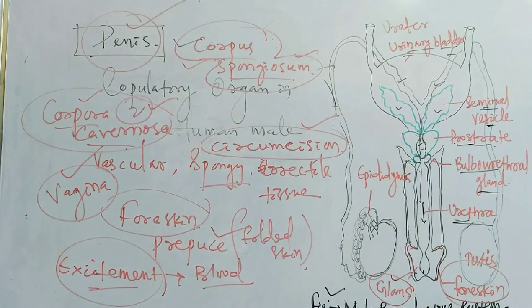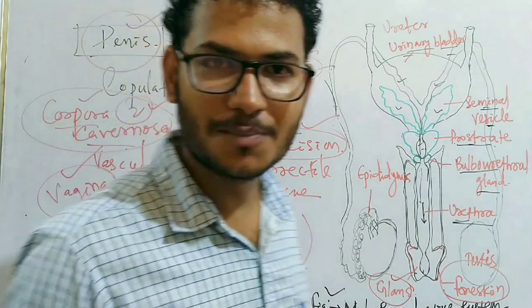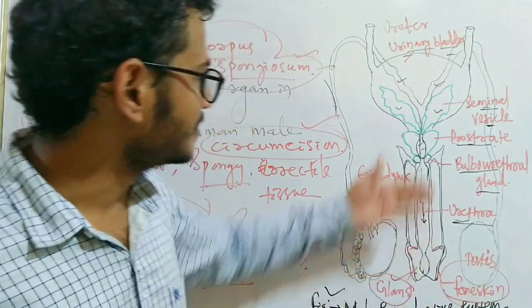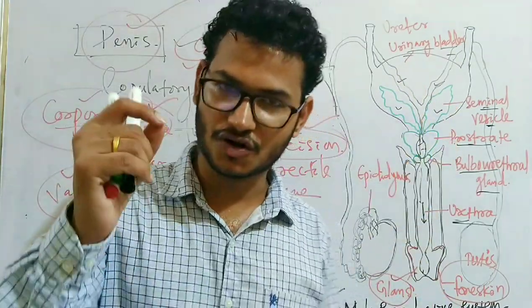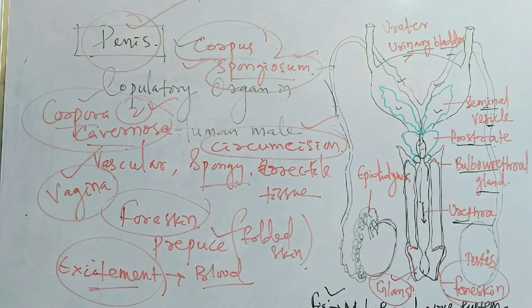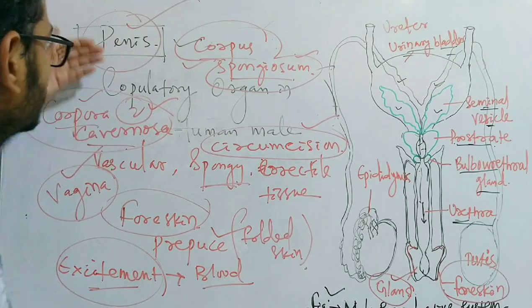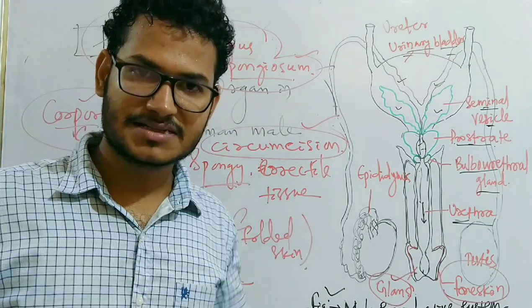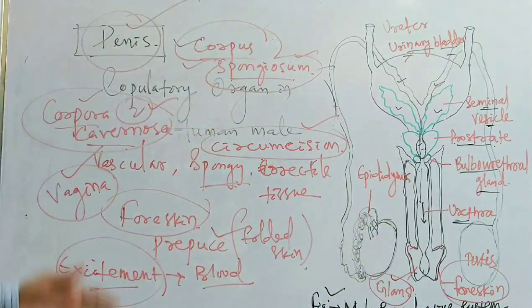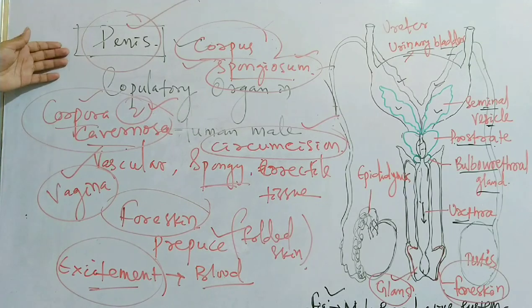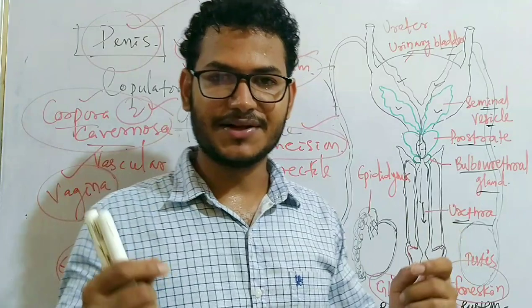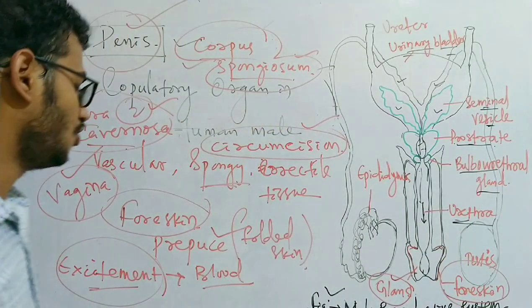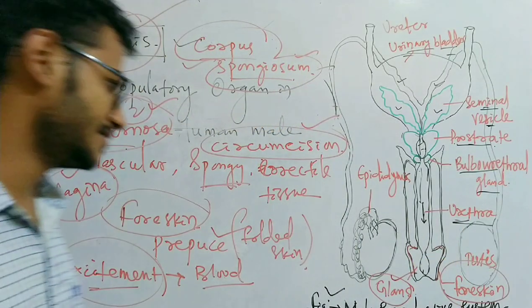So this is all about the different glands of the male reproductive system, like the seminal vesicles, the prostate, and the bulbourethral gland or Cowper's gland. We have also discussed ejaculation and how the penis is structured, and how it serves to deliver the semen into the female genital tract.